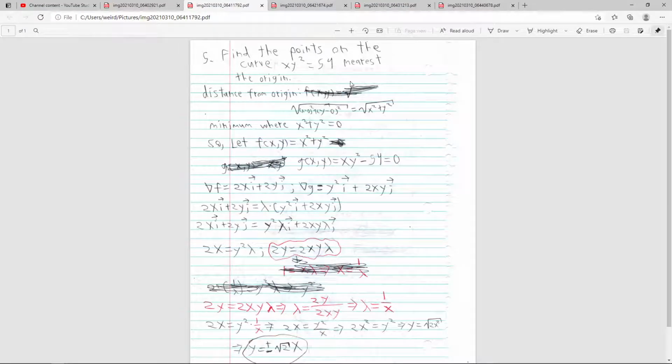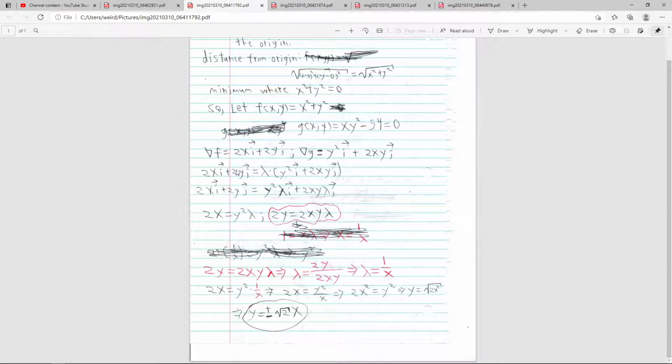Find the points on the curve xy squared equals 54 nearest the origin. The distance from the origin is the square root of x squared plus y squared, because the origin is the point (0, 0) you're moving away from. So the minimum is where x squared plus y squared is smallest. So f of xy equals x squared plus y squared in this case, and g of xy is the function given.